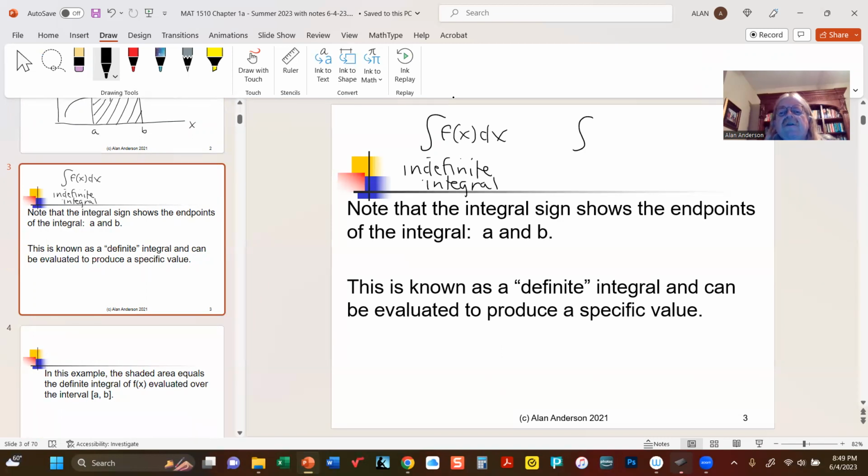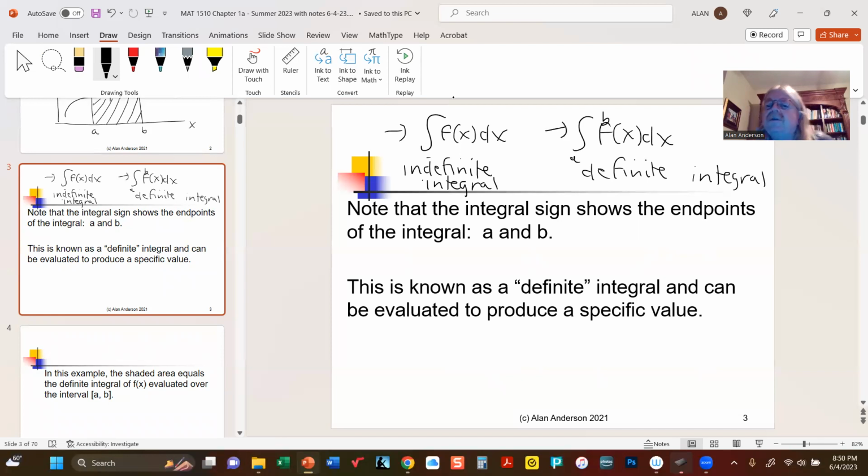And then when we have two specific endpoints, this is known as a definite integral, because here we're looking for a specific value. We're only interested in a certain part of the real number line. And when we're done, the result will be some constant. Whereas on the other side, most likely we'll end up with a function of some kind, although it could be a constant. On this side, we're guaranteed to obtain a constant of some kind.